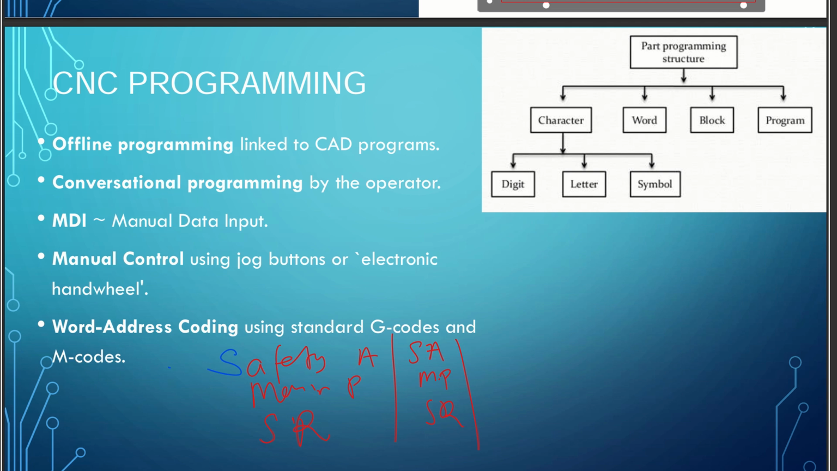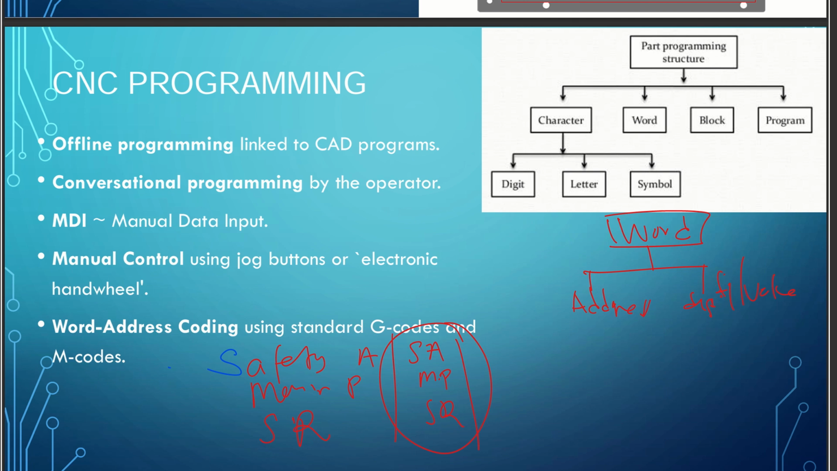But all this has these parameters. One, a part program consists of words. This word has what you call an address and a digit. You can call it digit or value. It has an address and a digit or value.